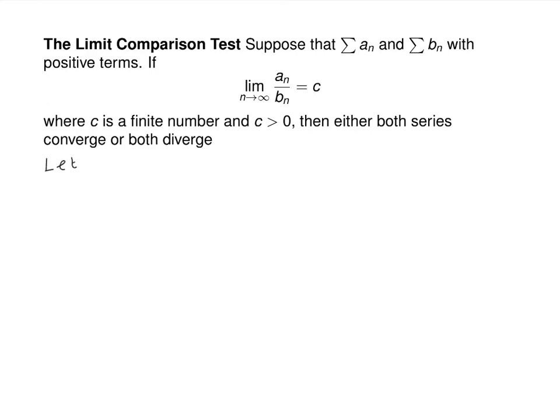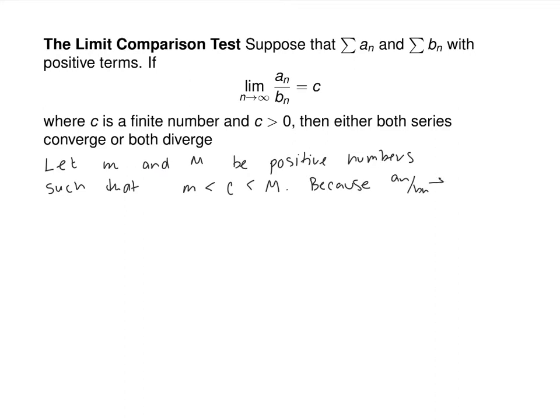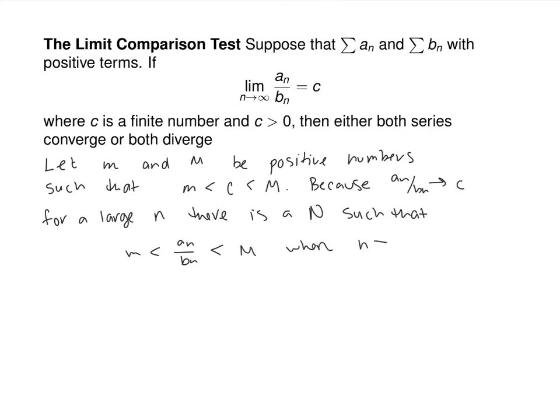So we start by letting lowercase m and uppercase M be positive numbers such that that c value we find is in between them. Little m is less than c, which is less than big M. And we know that because a_n over b_n approaches this c value as n gets large, there is a value of capital N such that eventually that ratio, a_n over b_n, is in between our little m and our big M, as long as n is bigger than or equal to that capital N.